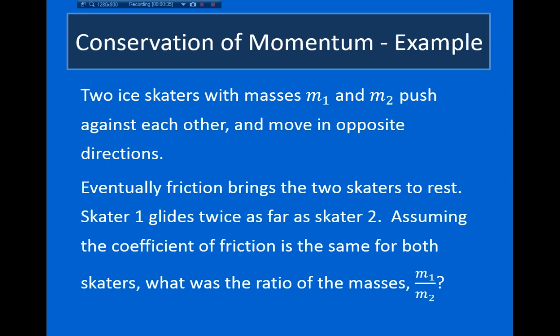So the basic idea behind this problem is that when the two skaters push off of each other, the skater who has less mass will be moving faster, and the skater who has more mass will be moving slower. So as a result, the skater who has less mass is going to glide further than the skater who has more mass. We're told that skater 1 glides twice as far as skater 2, so skater 1 will have less mass than skater 2. And we'd like to figure out how this distance is related to those two masses.